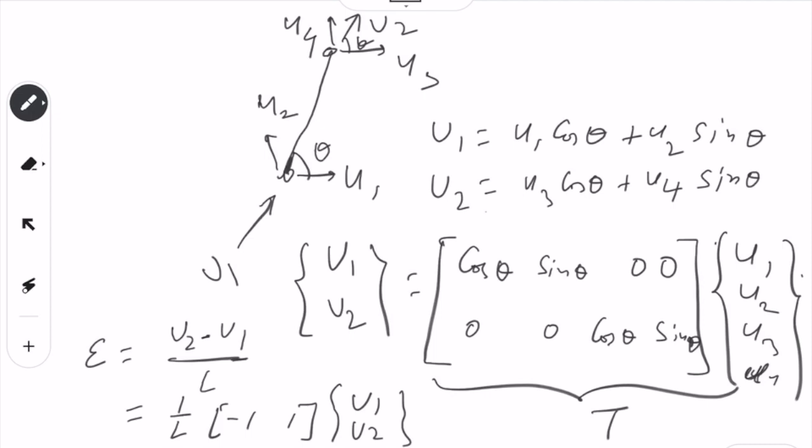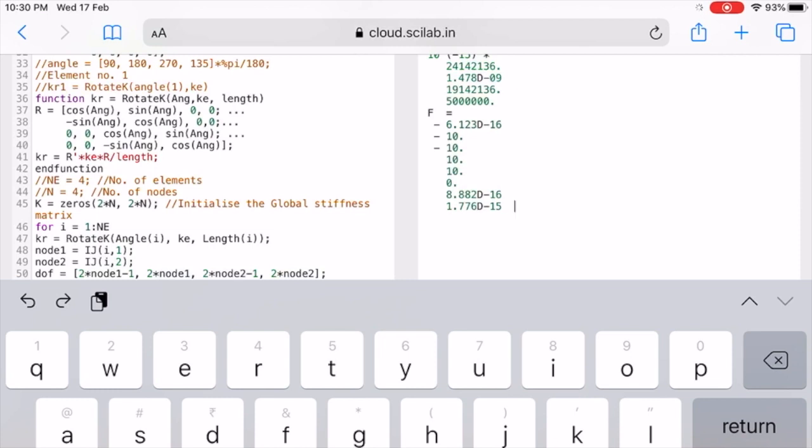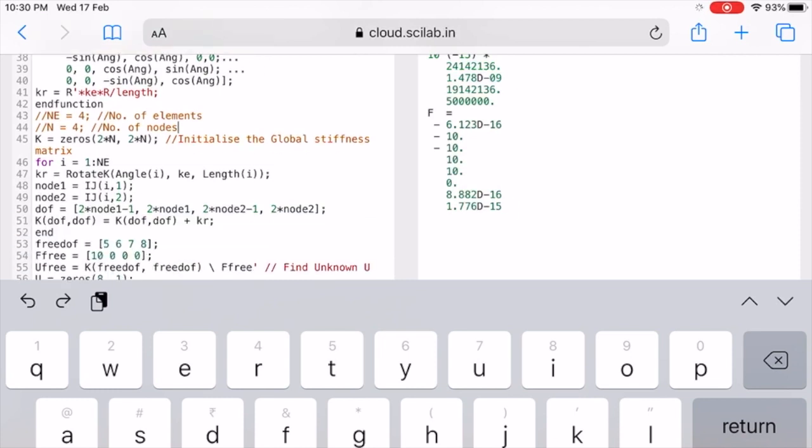This is what the strain will be, and we multiply by Young's modulus E, so we will get stress, so sigma equals E times strain. So this is how you have to do it, and the same thing we are going to do in the program to find the stress and strain.